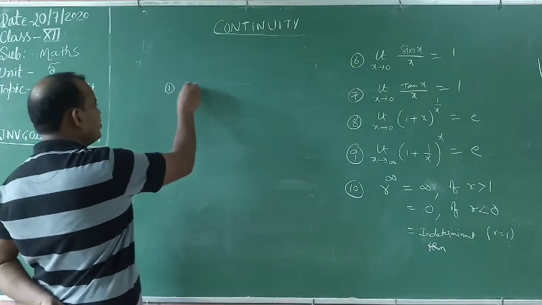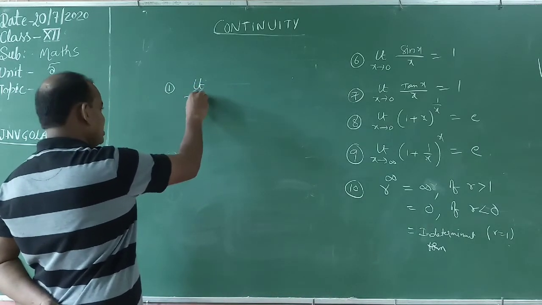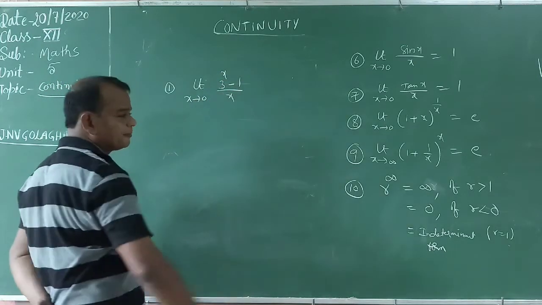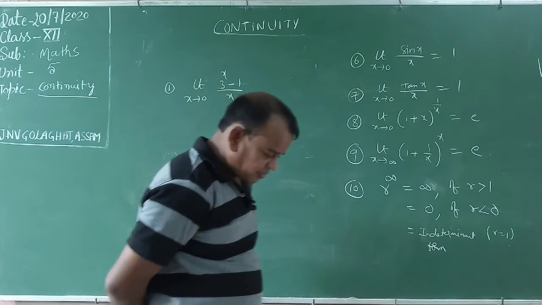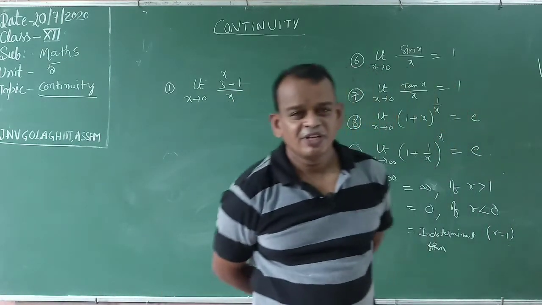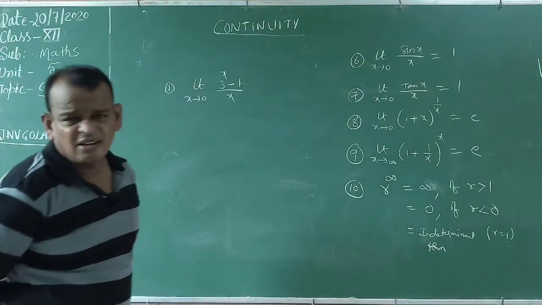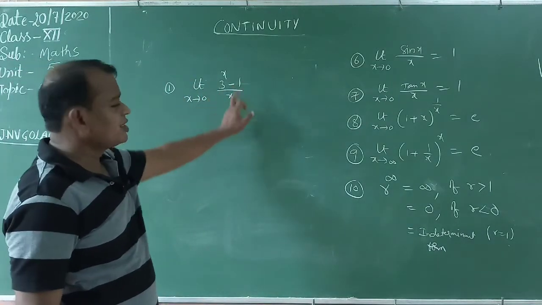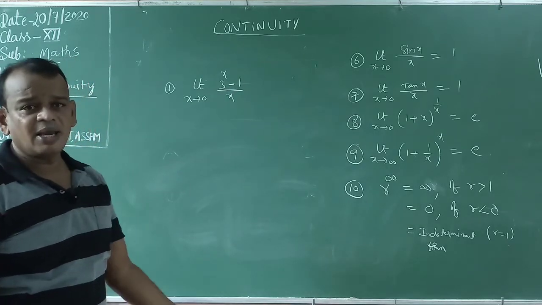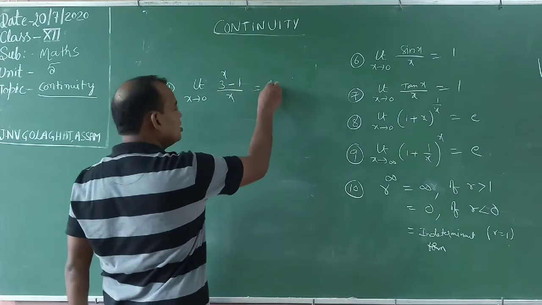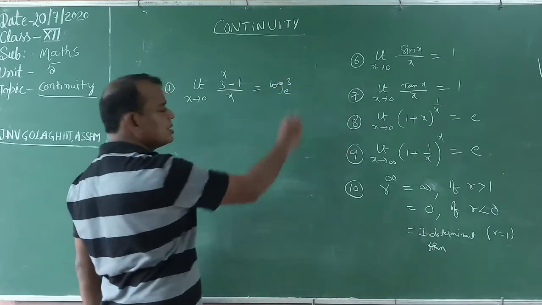First question: find the limit as x tends to 0 of (3 power x minus 1) by x. Immediately you are thinking, is any formula there? Okay, (a power x minus 1) by x. What is the formula? Log a base e. The value of a in this one is 3. What is the answer? Log 3 base e.